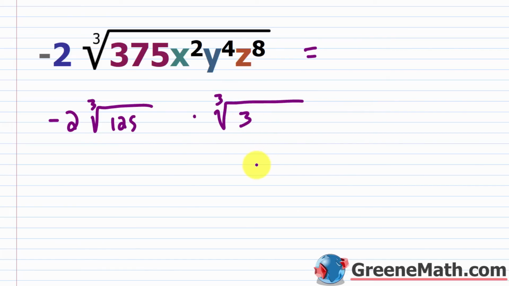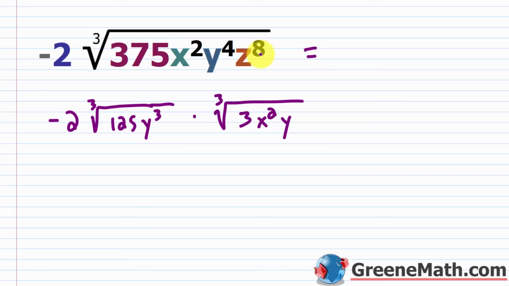Now, variable-wise, again, if the exponent here is not as large as the index, you can't simplify. So I'm just going to put x squared in there. Can't do anything because 2 is less than 3. For this guy, I have a 4 and I have a 3, so I can simplify, right? So I can go ahead and say that this would be y cubed, and then this would be y to the 1st power, just y. Again, y cubed times y gets me back to y to the 4th power.